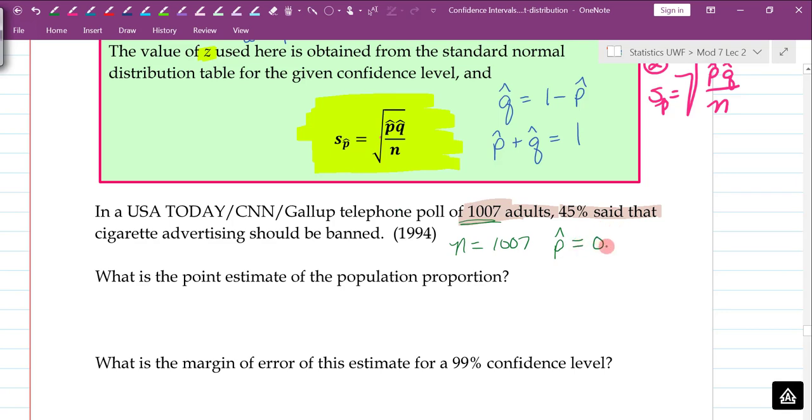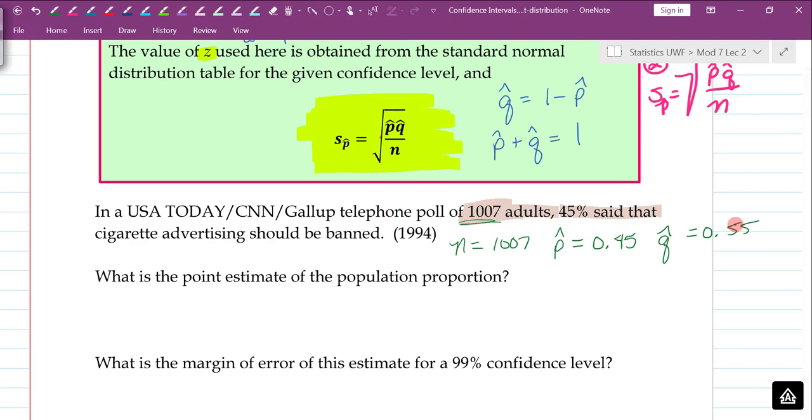So this is 0.45. Now, if p hat is equal to 0.45, q hat is going to equal to what? Exactly, 0.55, because p hat plus q hat must sum to 1. They have to. So if we're given that p hat equals 0.45, that tells us that q hat has to be 0.55. So that's what we know to begin with.